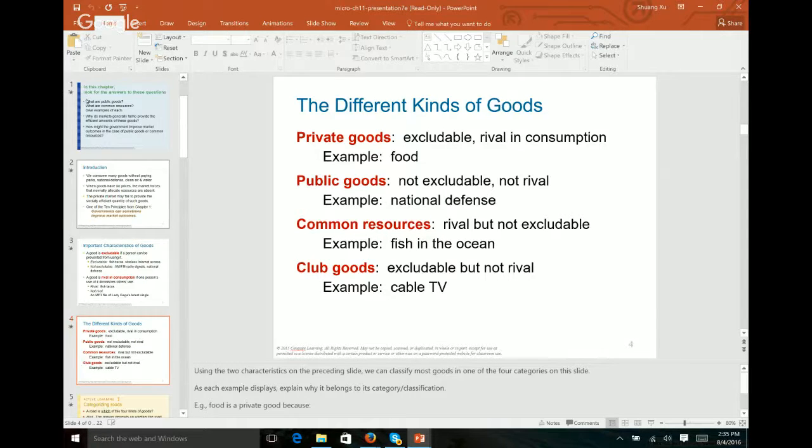A common resource is rival, but not excludable. So 59, that'll be a common resource.